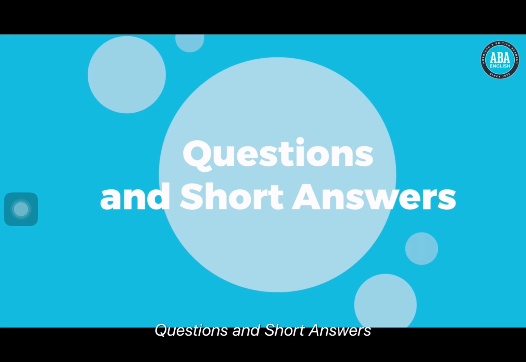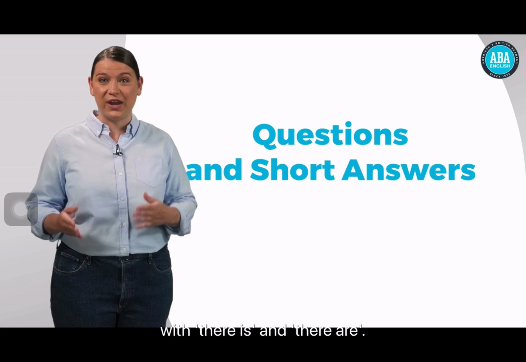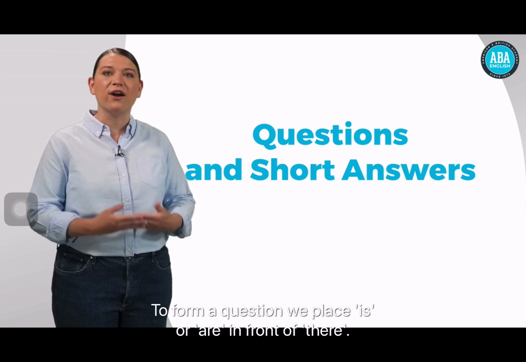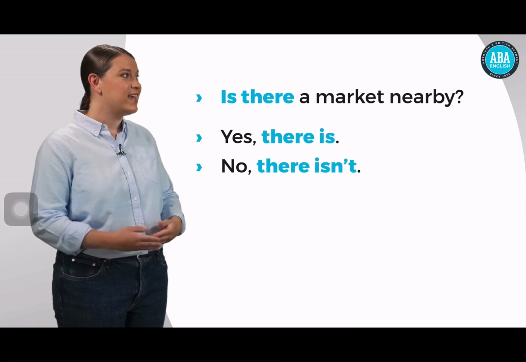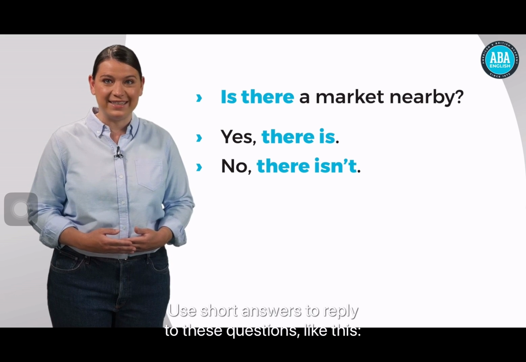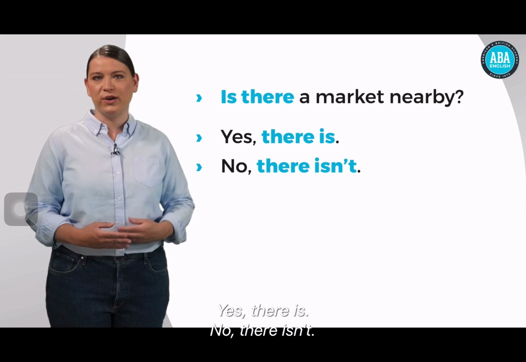Questions and short answers. And now let's learn how to ask questions with there is and there are. To form a question, we place is or are in front of there. Is there a market nearby? Use short answers to reply to these questions, like this. Yes, there is. No, there isn't.